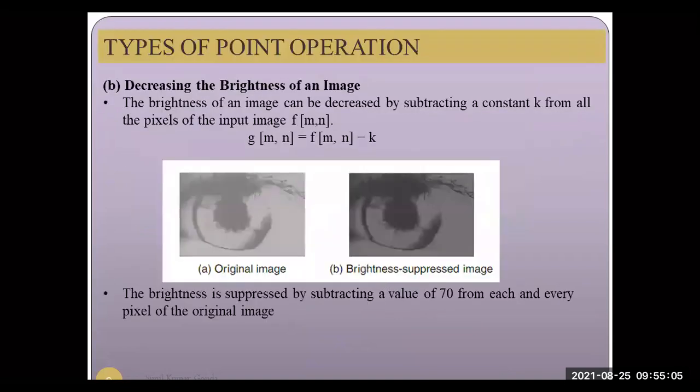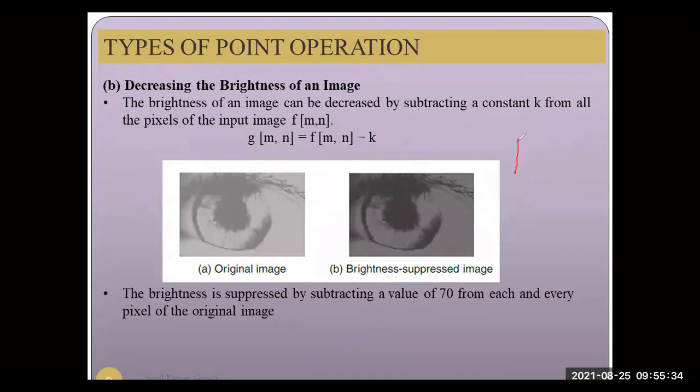Next is how we can decrease the brightness of any image. It is just the opposite of how we increase the brightness. In this case, instead of adding a constant value, we subtract a constant value k. So we can say the brightness of the image can be decreased by subtracting a constant k from all the pixels of the input image f of mn.